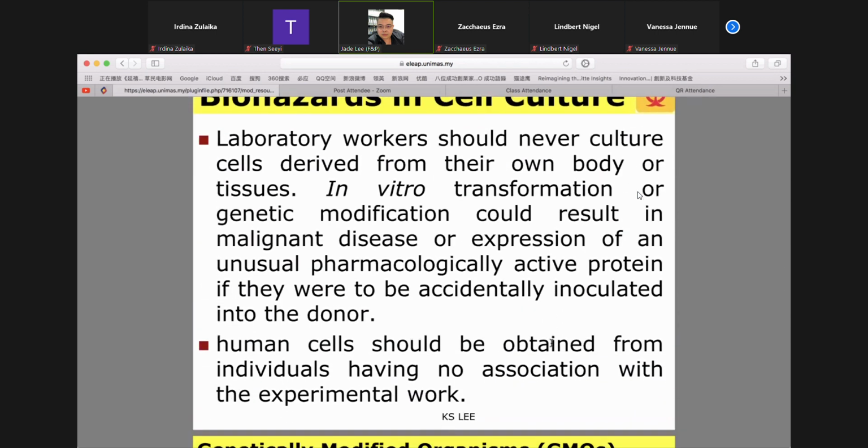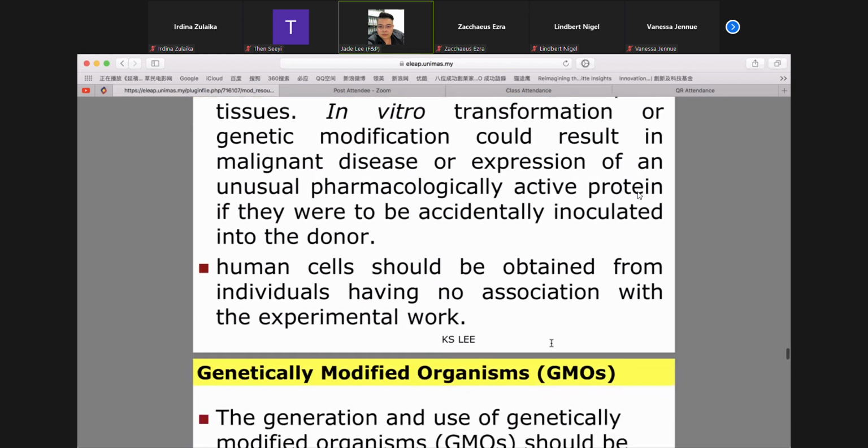Okay. And also, laboratory workers should never culture cells derived from their own body. Don't be kepochi, culturing your own cell line. Okay, in vitro transformation or genetic modification could result in Mendelian disease and also the expression of unusual pharmacologically active proteins, which could be accidentally inoculated into the person. So never ever do that. And also, human cells should be obtained from individuals having no association with the experimental work, right?